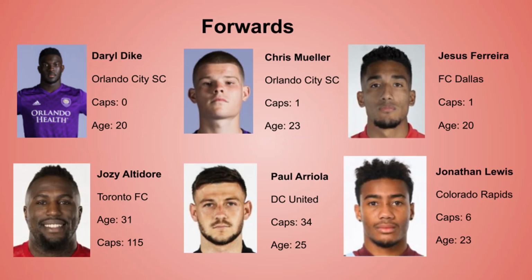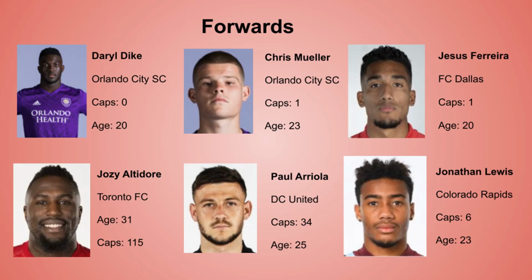Forwards: Daryl Dike, Jozy Altidore, Chris Mueller, Paul Arriola, Jesus Ferreira, and Jonathan Lewis. How Jonathan Lewis continues to get national team camps when he's not even a starter for Colorado is beyond me. Jesus Ferreira is intriguing. The kid played well in his last call-up in January last year, but then had a terrible season for Dallas. Didn't impress me at all. I probably wouldn't have called him up to this, but maybe Berhalter saw something in camp that he liked and wants to keep him here.